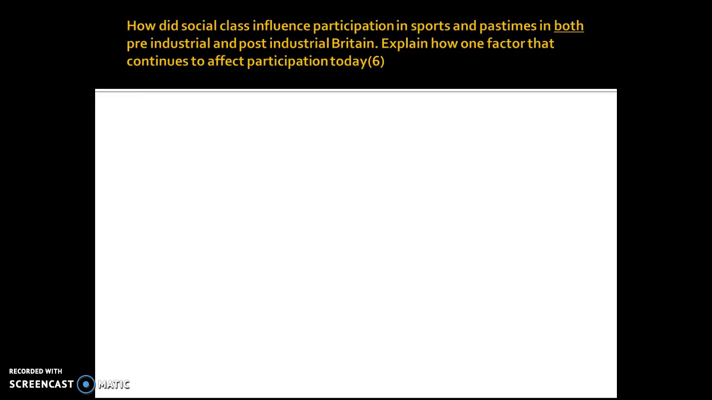Going on then, okay, so this is a question that I've looked at and thought, if this came up, it would absolutely kill people. So what you've got to have a look at now is: how does social class influence participation and pastimes in both pre-industrial and post-industrial Britain? So you're talking here about popular recreation and rational recreation. And then explain how one factor continues to affect participation today in terms of social class. Okay, so let's have a look. Let's see what kind of stuff we can come up with.